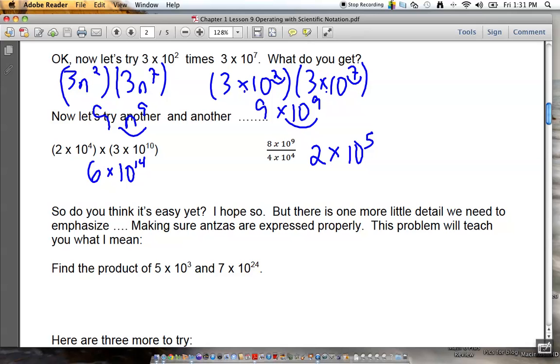Okay. Now, I want everybody to try the next one. And Chris, if we get through this one, I'll show you there's one more thing you have to learn. After that, I'll let you go to bed. Okay? I mean, to the water.